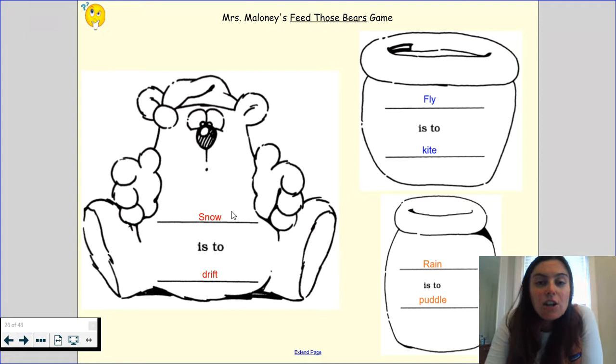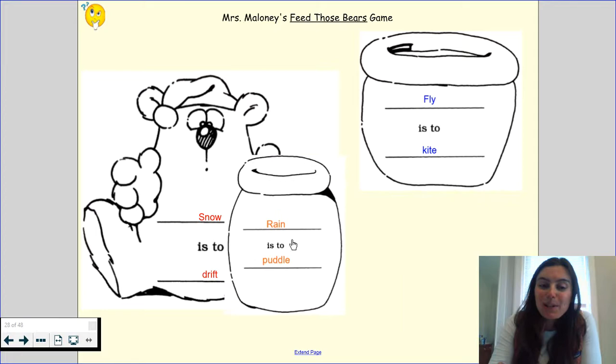Snow is to drift. All right, so think about in the winter when the wind is blowing and sometimes you see the snow drifts, and it's sometimes hard to see outside when there's drifts of snow. Okay, now our choices are fly is to kite or rain is to puddle. Well, I just said snow makes the drifts. Well, rain makes the puddles. Those go together. Those are related.